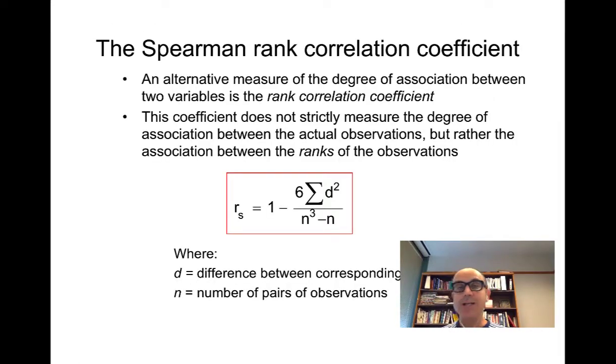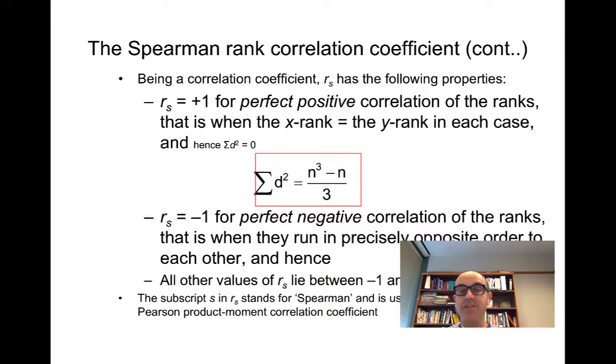Another way for us to do that is Spearman's rank correlation coefficient, which measures the degree of association between the two variables. The idea here is, again, different observations, different calculation. In this case, we have D, which is the difference between the corresponding pair of rankings, and N is the number of pairs of observations.